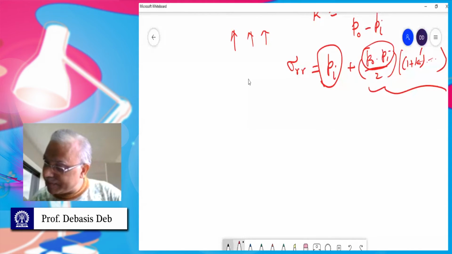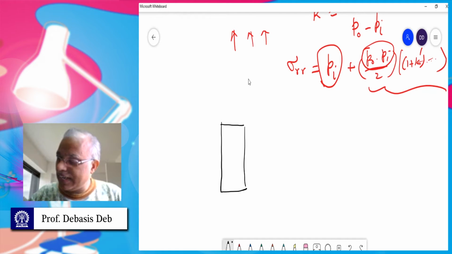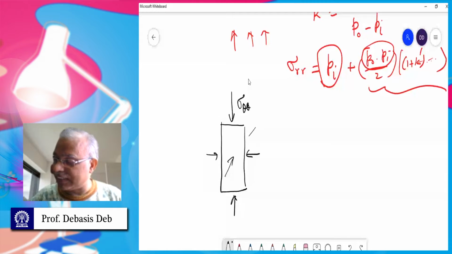So let's say I have a cylindrical sample like this. Now this is sigma theta theta. Let's assume I'm trying to break this rock, and it's cylindrical, so you have to assume that from all directions these stresses are there, because it's the circular shape.